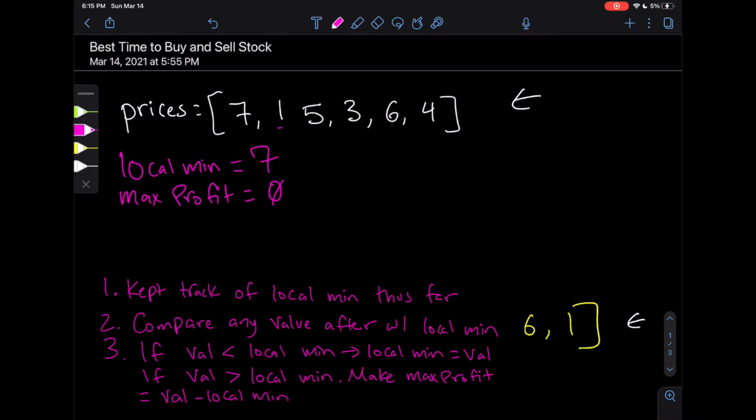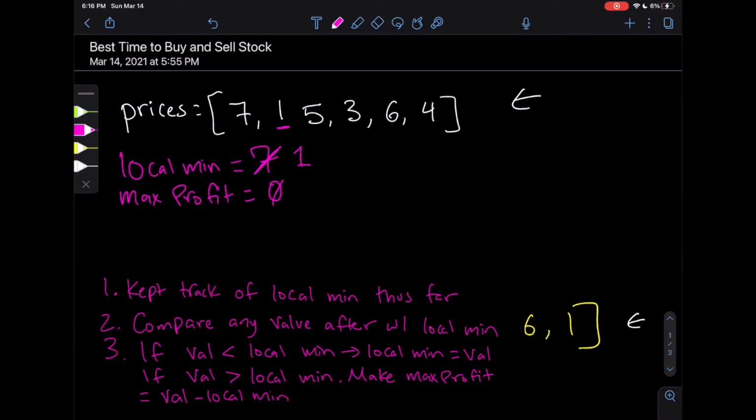So moving on to index number 1, we see that the value is 1. Is 1 less than our local minimum or greater? It's less than, and if that's the case, let's reassign our local minimum to the value of 1. And since we've reset our local minimum, it doesn't make sense to calculate our max profit, because all we would do is compare our value with our local minimum and see if that's greater than our max profit. But in this case, we just have 1 minus 1, so that would give us 0. That's not greater than our max profit. So anytime we reset our local minimum, let's just continue to the next value.